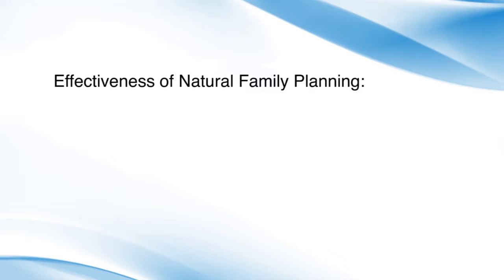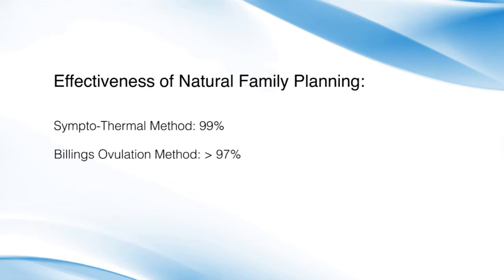The effectiveness of natural family planning depends on whether the patients were taught the methods correctly. If so, then the symptothermal method is 99% effective. The Billings method can be more than 97% effective, while the calendar-based method is said to be about 95% effective. However, if the couple does not follow the method correctly, then the success rate is reduced to about 75 to 80%.